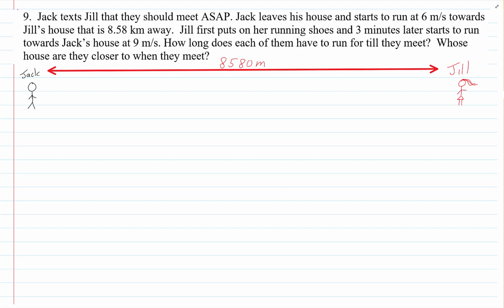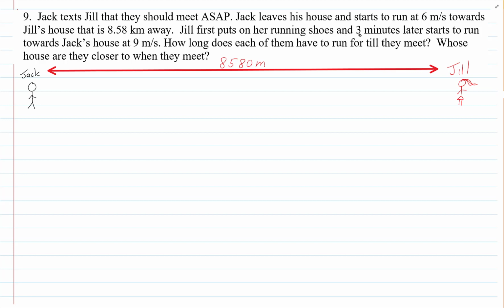Okay, we're going to do question number 9. Jack texts Jill that they should meet as soon as possible. Jack leaves his house and starts to run at 6 meters per second towards Jill's house. That is 8.58 kilometers away. Jill first puts on her running shoes and then 3 minutes later starts to run towards Jack's house.